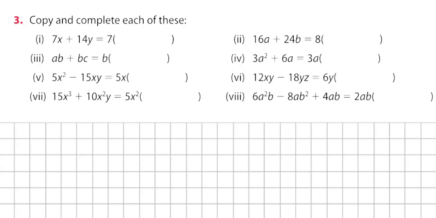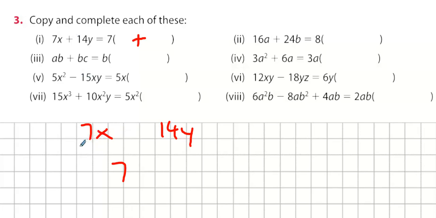Now, 7x and 14y. What number can we take out of that? I think it's already partially done first. What number can we take out? We can take out 7, can't we? Would you all agree with that? Now, 7 multiplied, and see the way there's a plus in the middle? The plus occurs in the bracket as well. 7 multiplied by what gives you 7x?